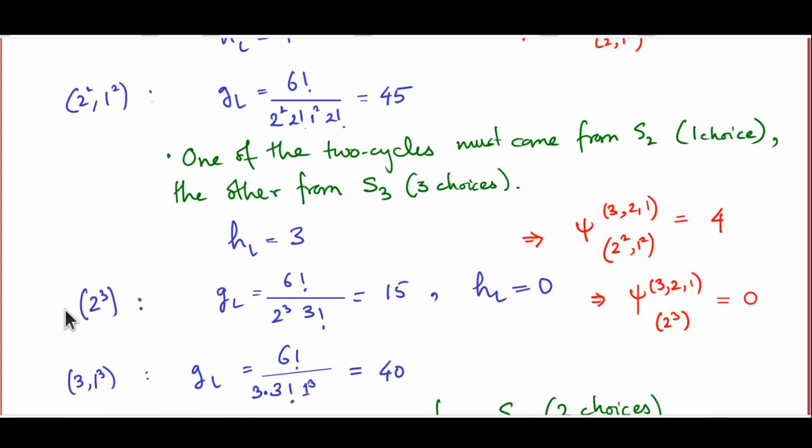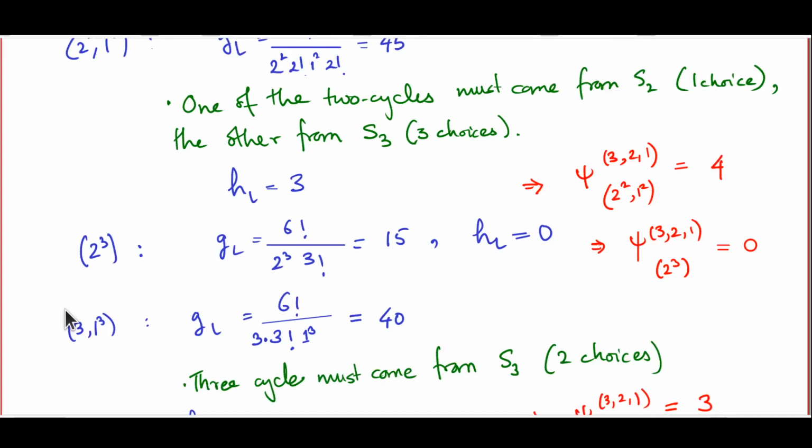The next one, 1 3 cycle, 3 1 cycles, is a class with 40 elements. Now, the 3 cycle that we are going to look at must come from S3. There is no option. And then the S2 must have 2 1 cycles and S1 must have 1 1 cycle. No choices there. The only choice is in which permutation of S3 has this 3 cycle structure.